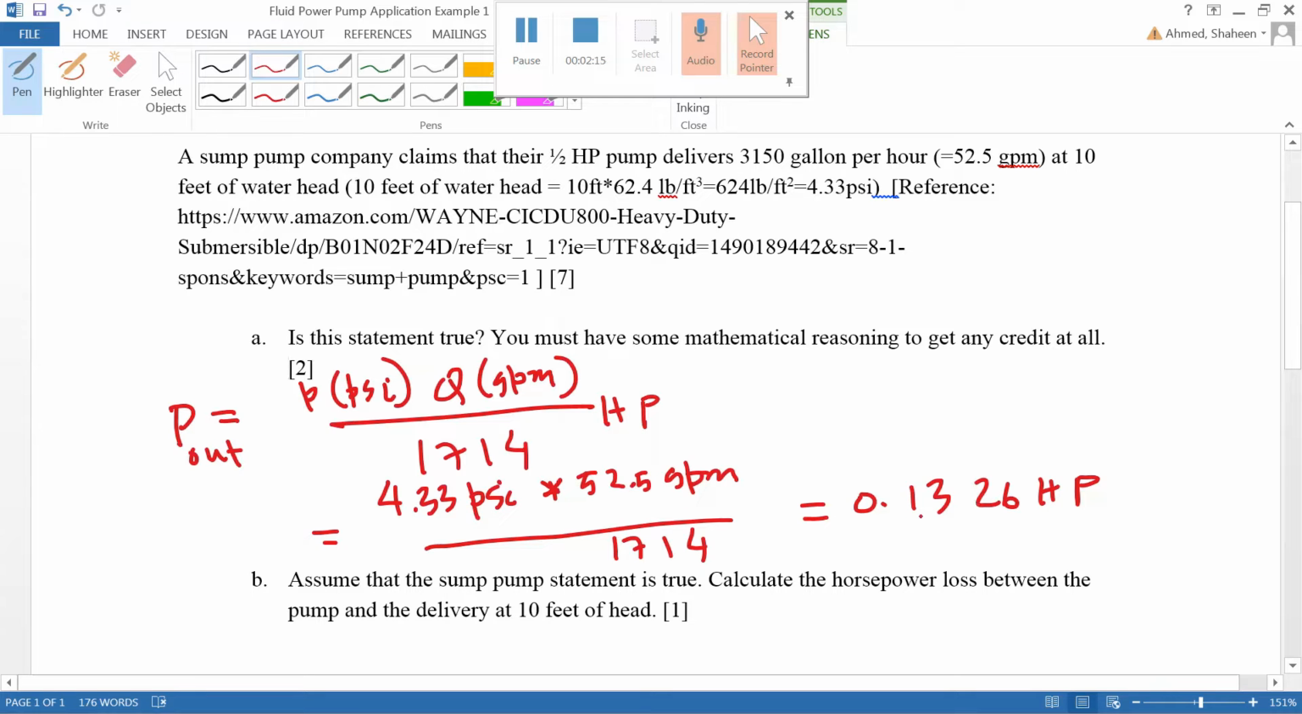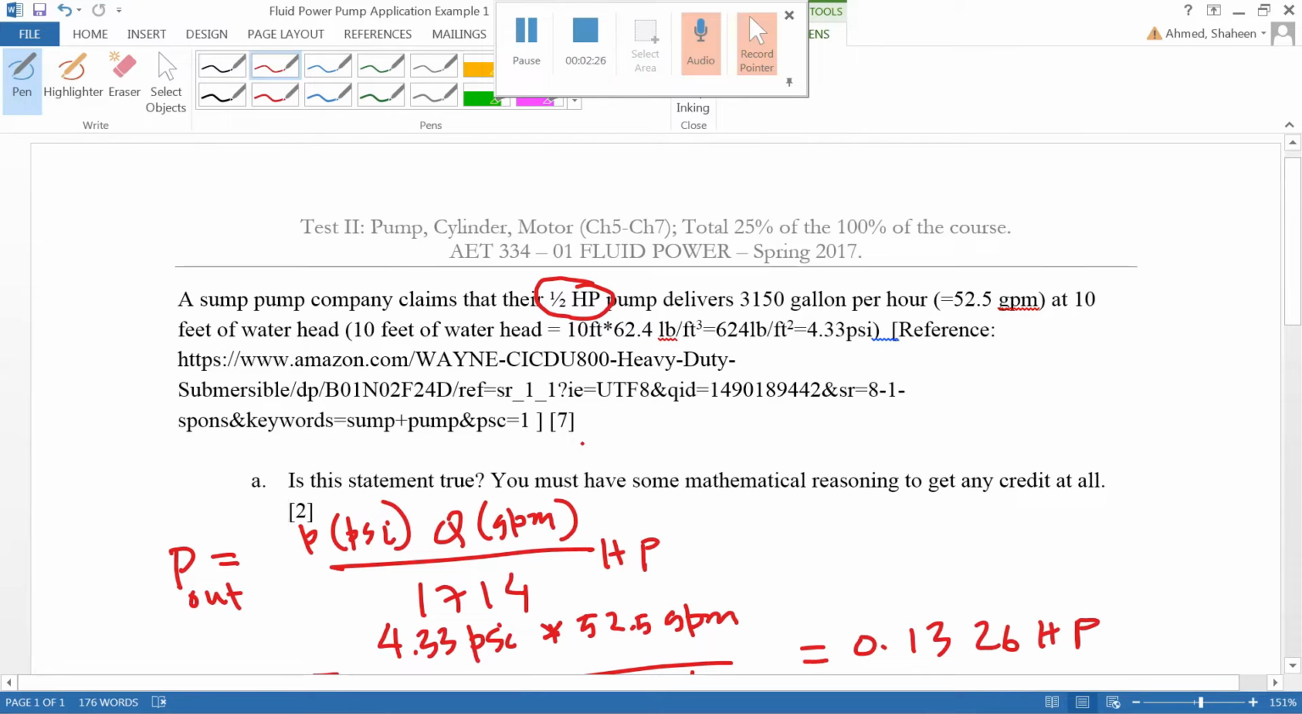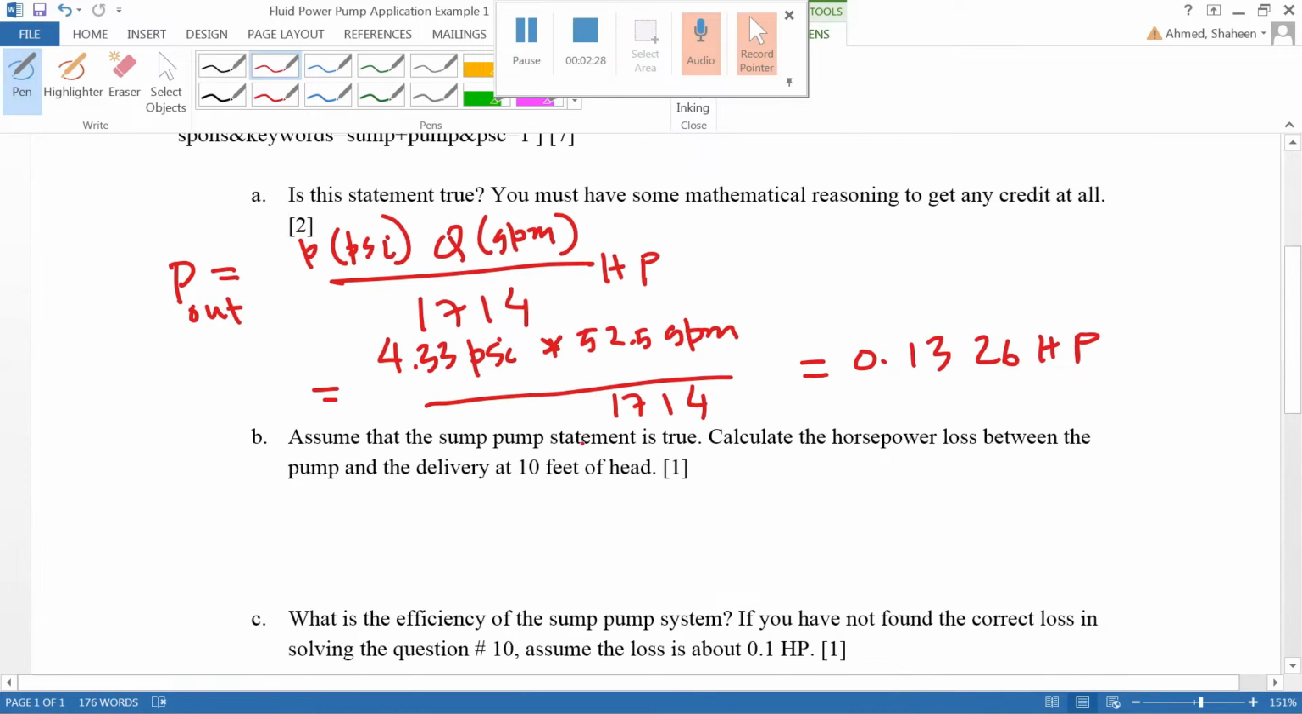It's definitely not mercury, because mercury is 10 times heavier. This power would then be 10 times, which is 1.31 horsepower, but this pump is only half horsepower. So that's the horsepower it is developing, but it claims that it's a half horsepower pump. So I don't know that the pump has this low efficiency.